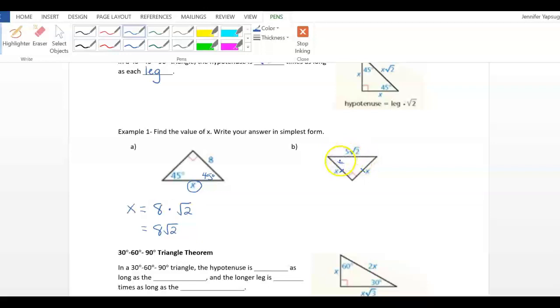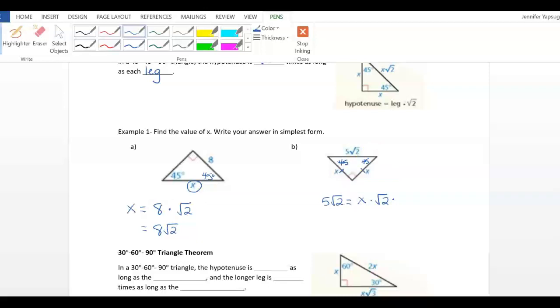So we know that that angle is a 45 degree angle, and that's a 45 degree angle. So now we can use that theorem. Let's go back to the definition: the hypotenuse is equal to the leg times the square root of 2. Our hypotenuse is right here. So we can say the hypotenuse, which is 5 root 2, is equal to the leg, which is x, times square root of 2.